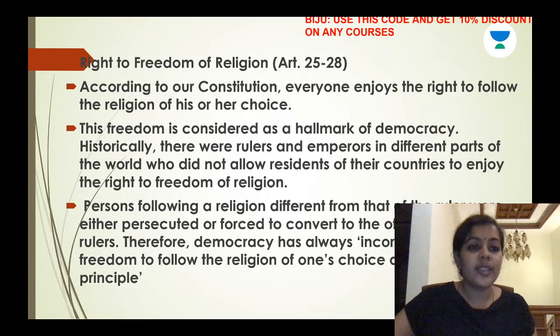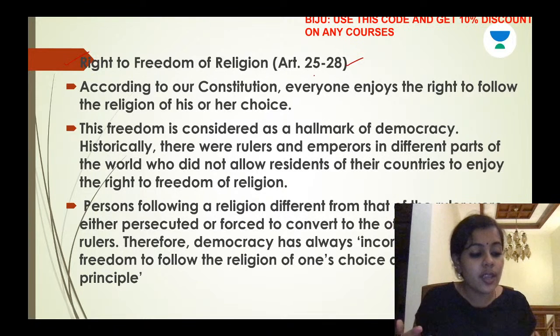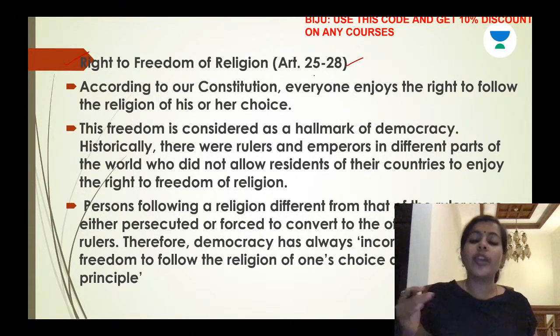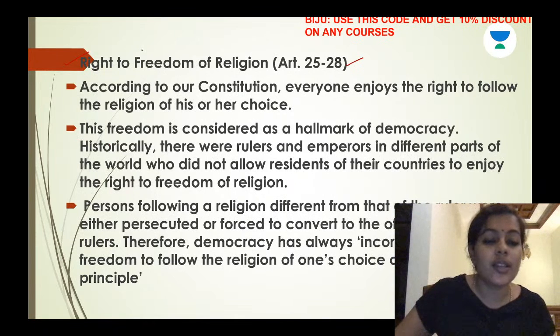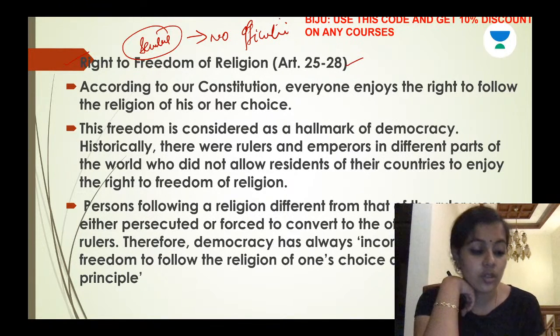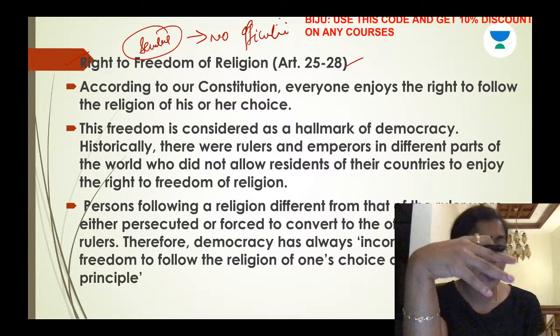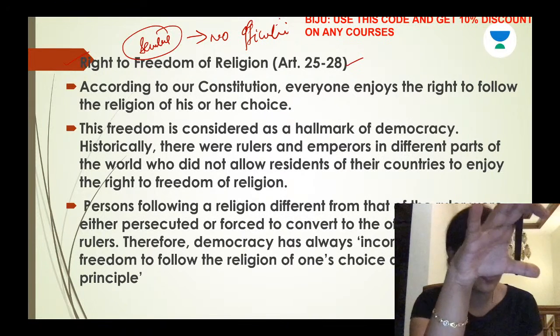Then the right to freedom of religion, which is discussed in Articles 25 to 28 of the Constitution. According to this Constitution, everyone enjoys the right to follow the religion of his or her choice. Nobody is compelling you. Whichever religion you want to follow, you can follow according to your wish. Nobody can tell you that you should follow this religion. India is a secular state. We don't have any official religion. Articles 25 to 28 ensure that everyone has the right to enjoy the religion of his or her choice.